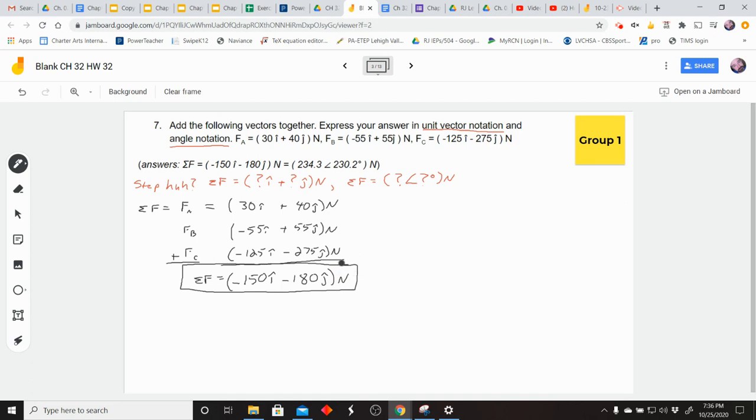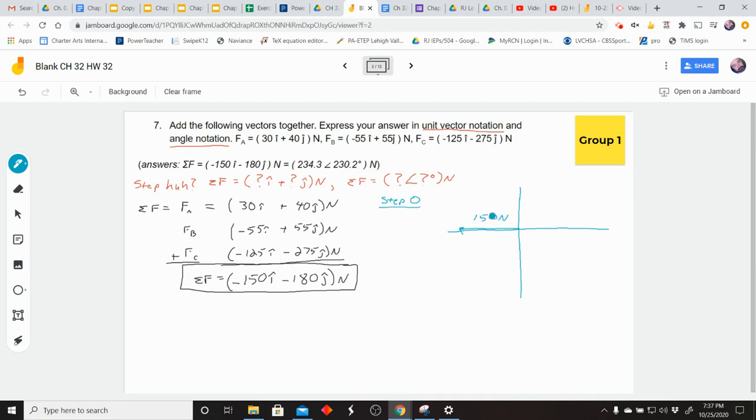Now to get the other part, the angle notation part, we really have to do a step 0. So what's that going to look like? Let's start with the Cartesian plane. Our i hat part is minus 150 i hat, which means we're going to start off going negative 150. Actually, let me write it as a positive, though. Just the way I like to do it. The leftness tells me that it's negative. So 150 newtons going that way.